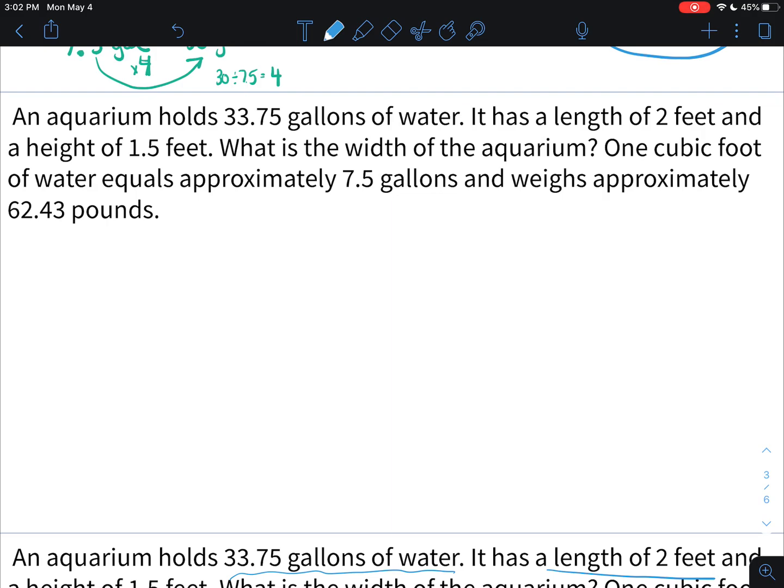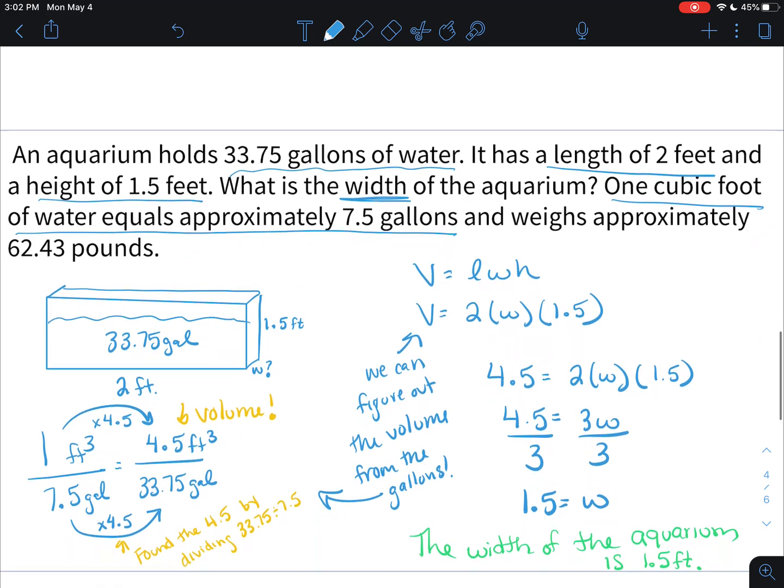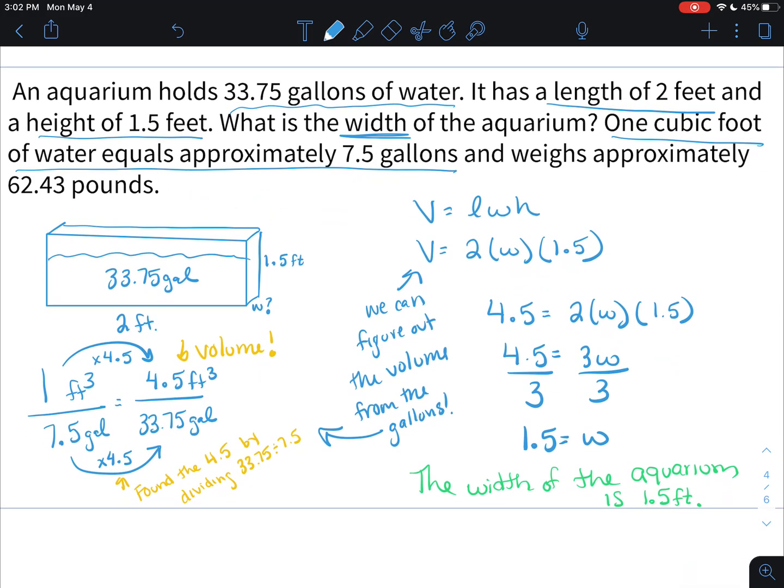Okay, you should have done it. If you didn't, shame on you. But so here is the answer. You should have gotten a width of 1.5 feet for the aquarium.